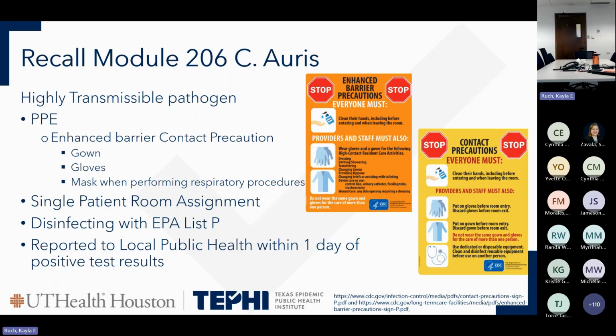So if we recall from our previous module in 208, which was titled Emerging Pathogens, we talked about C. auris, and we mentioned how highly transmissible this pathogen was. Individuals require enhanced barrier precautions, which includes gown, gloves, masks when performing respiratory procedures. They should be in a single patient occupant room. They need to be specifically cleaned, all that material with EPA List P products. And then it's also a requirement to report to the local public health department within 1 day of a positive test result, since they will do serology on the specific pathogen.